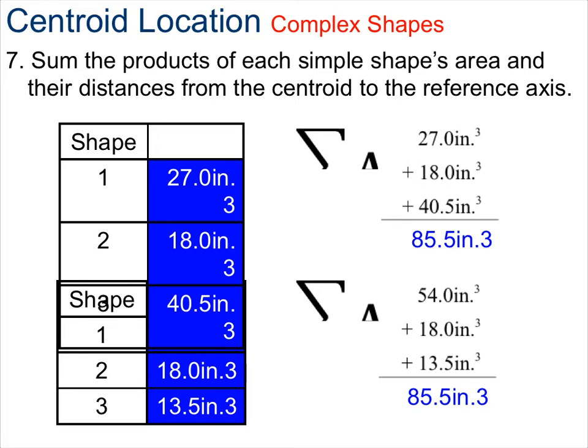So if I add up 27, 18, and 40.5 cubic inches, I get a total of 85.5 cubic inches. And then for the other table that we had, I had 54 cubic inches, 18 cubic inches, and 13.5 cubic inches, which again gives me 85.5 cubic inches. Now, these two numbers will not always match up. It's just a coincidence that it did for this particular shape. So don't always assume that those should always match up.